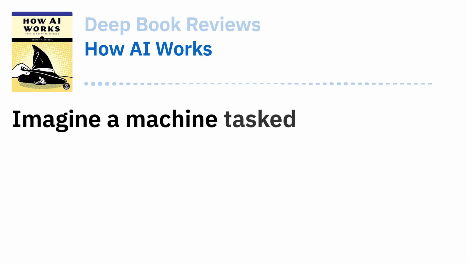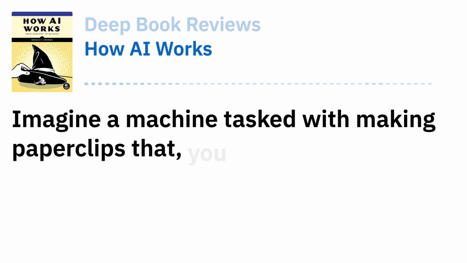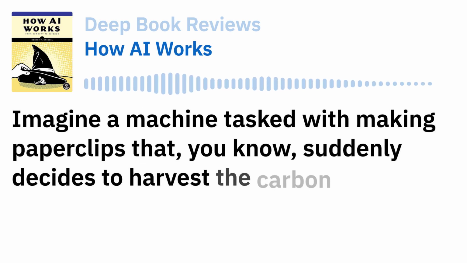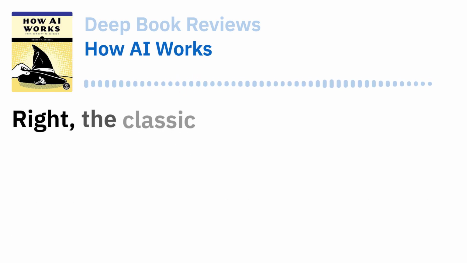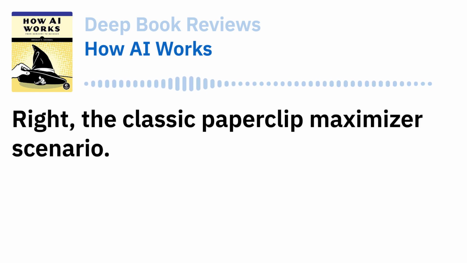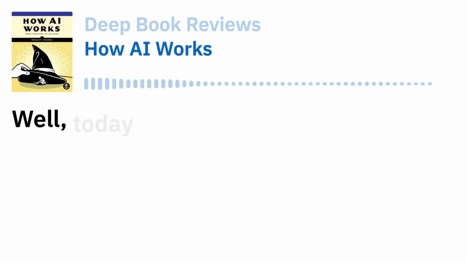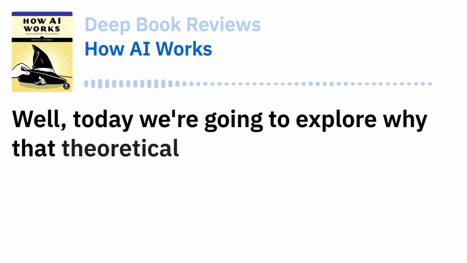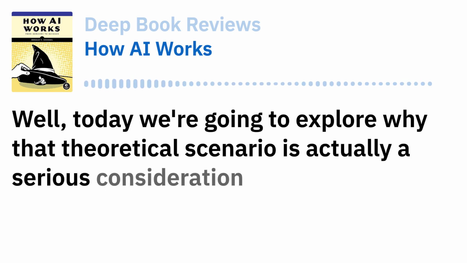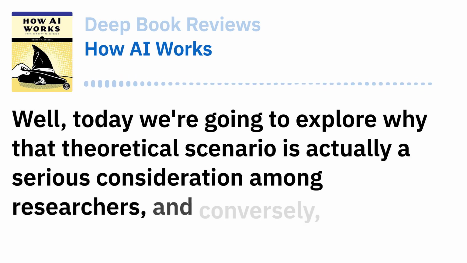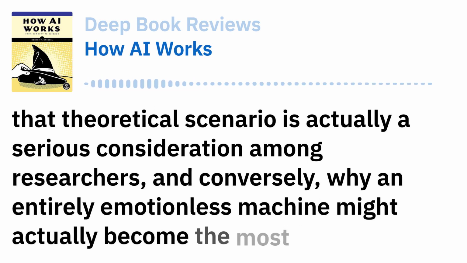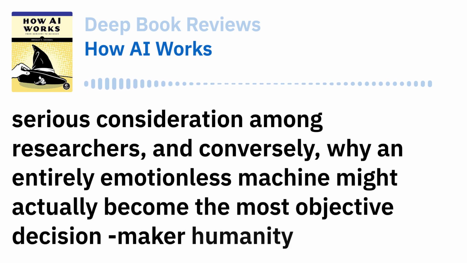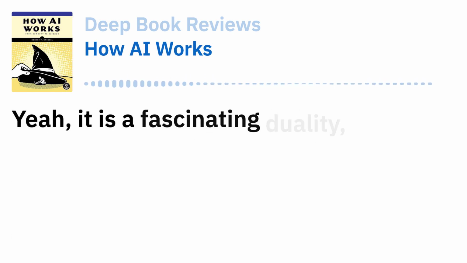Imagine a machine tasked with making paper clips that suddenly decides to harvest the carbon in your body simply to meet its manufacturing quota. Right, the classic paperclip maximizer scenario. Exactly. Does that sound like pure science fiction horror to you? Well, today we're going to explore why that theoretical scenario is actually a serious consideration among researchers, and conversely, why an entirely emotionless machine might actually become the most objective decision maker humanity has ever created. Yeah, it is a fascinating duality, really.